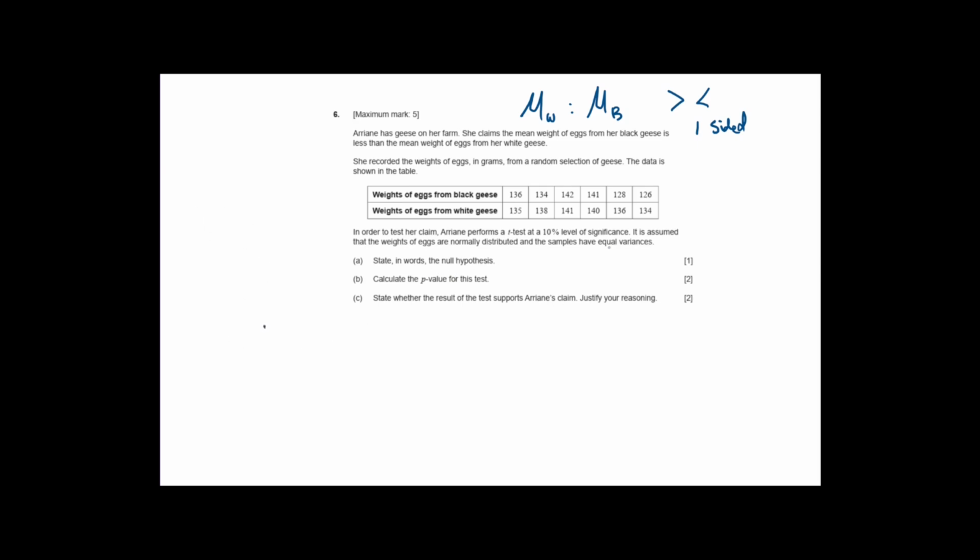Okay, well, the null hypothesis, we always take the negative. We sort of say, well, if our hunch is true, then we're going to disprove the null hypothesis. So our null hypothesis will be that the mean weight for white eggs is equal to the mean weight of the black geese eggs. In words, you could say that there is no difference between the means, and it has to be the population mean.